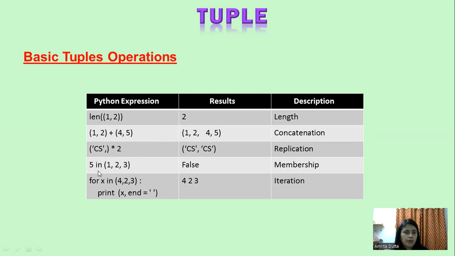The membership operator will check whether it is a member of the tuple or not. So here we have used 5 in (1, 2, 3). Since 5 is not present, it will give you False. Then we can also use iteration, that is for x in (4, 2, 3), so it will print 4, 2, 3. It will go through each and every element of the tuple. So this is all about tuple.